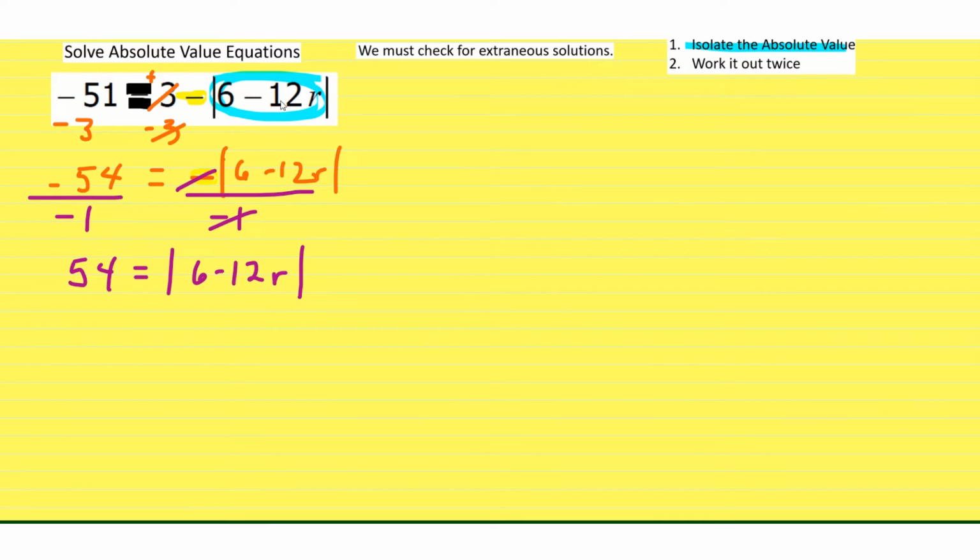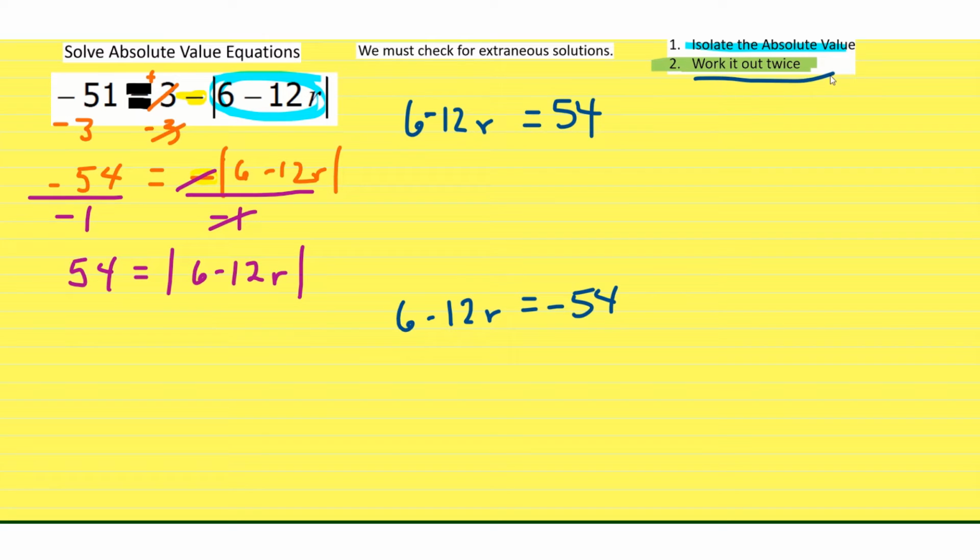So now I'm going to set it up to solve it twice. That is this little piece of my instructions up here. Work it out twice. So the first way I'm going to set it up is 6 minus 12r is equal to a positive 54. And the second way I will set it up, just working it out twice, is 6 minus 12r is equal to negative 54. So this is how we set it up to work it out twice.